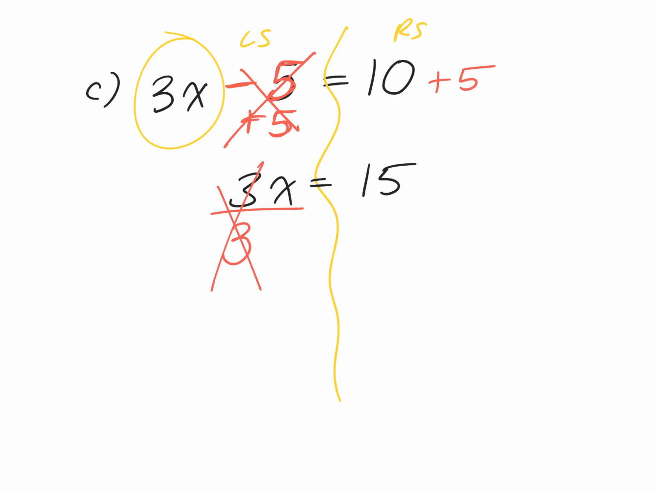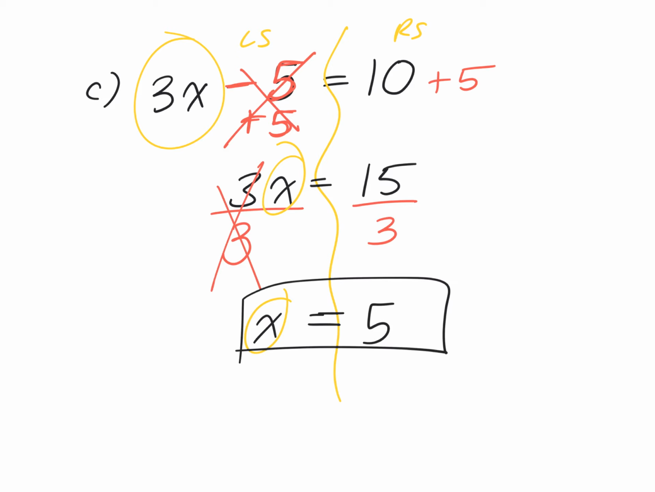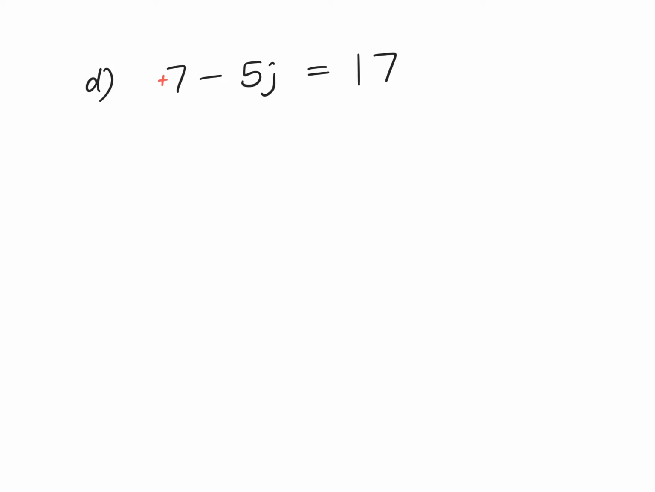Just 3. What do I have to do on the right side? Which is what? Divide by 3. So what am I left with? I'm left with just my x now. That was my goal. What's 15 divided by 3? And that's the answer. This is a positive 7 here. Remember, how do I get rid of a positive 7? Okay. Well, what's the sign? It's a positive 7. How do I get rid of a positive 7?